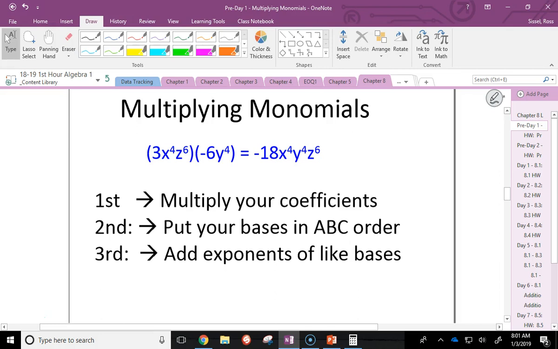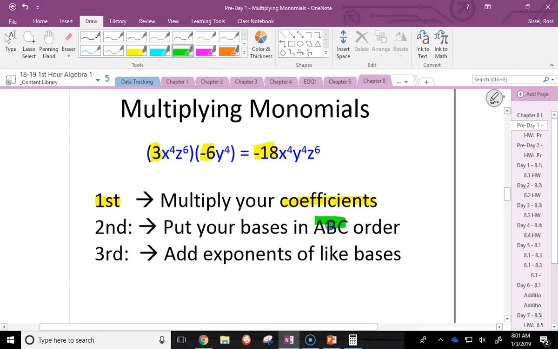But let's go ahead. If we look at how they did this, here are the 3 steps that you have to do. And we'll break them down with color so we make sense. First thing is multiply our coefficients. Remember, coefficients are numbers that come before our variable. So that would have been our 3 and our negative 6. So we did 3 times negative 6, which is negative 18.